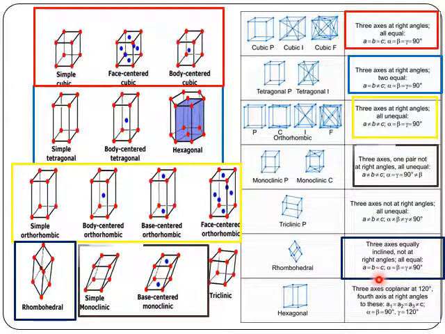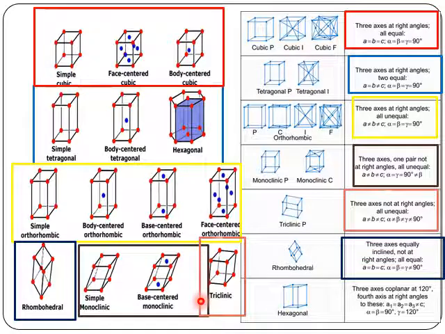Okay. So next one we have monoclinic. Monoclinic means all the sides are not equal, only two angles are 90 degrees, and one angle is not equal to 90 degrees. In that one we have a simple and a base centered. Okay. And the last one we have triclinic. In the triclinic, all the sides are equal, but all the angles are not equal to 90 degrees. Okay, so it is somewhat similar to the rhomboidal.